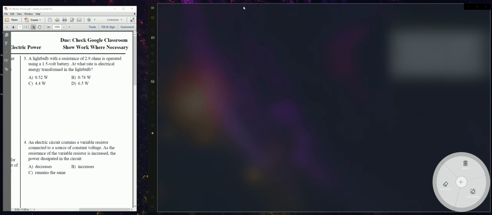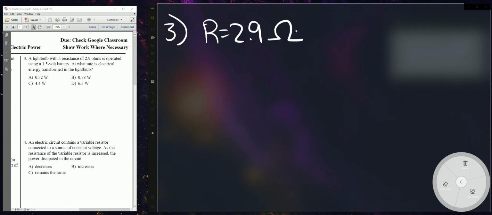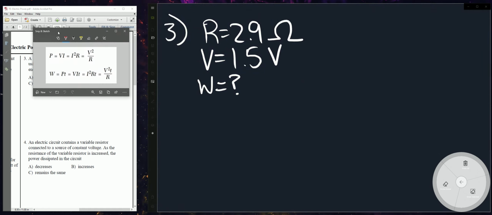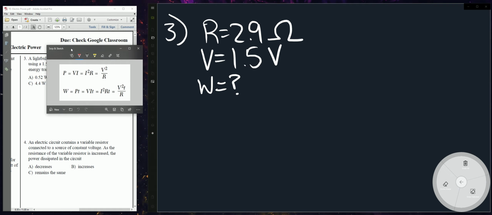Anyway, 3. A light bulb with a resistance of 2.9 ohms is operated using a 1.5 volt battery. So your resistance is 2.9 ohms and your voltage is 1.5 volts. At what rate is electrical energy transformed in the light bulb? Again, electrical energy is your work. So now you're going to look at your formulas here. Which one has everything we need?